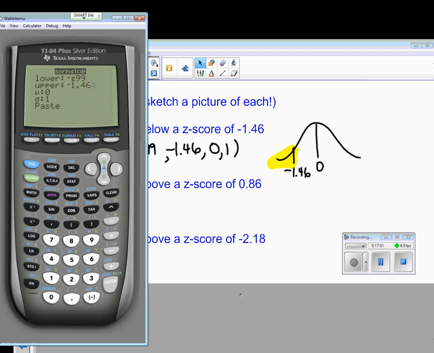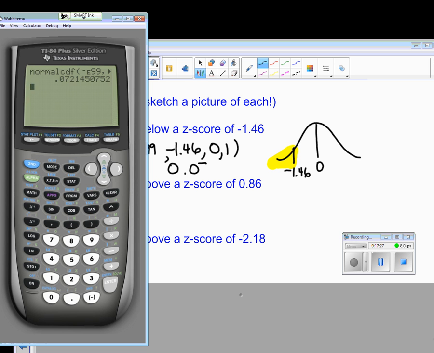Again, our mean is still 0. We're dealing with Z-scores, and our standard deviation is 1. So we will paste, and we get 0.072. Does that make sense? That's such a small number? It's a little tiny part of the graph that's shaded, right? So I expect it to be a small number. Okay? So let's keep going. So I have 0.072, approximately.